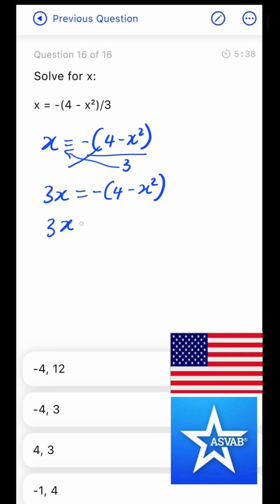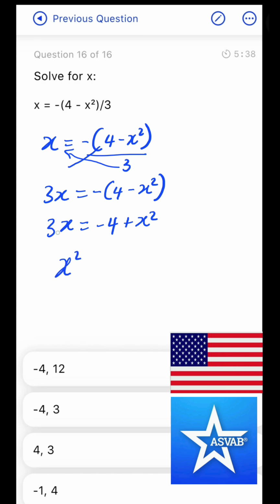So this is going to be 3x equal to negative multiplied by 4 is negative 4. Then negative multiplied by negative x squared is going to give us positive x squared. Now we're going to arrange this equation. As you can see, this is leading to a quadratic equation because the highest power of the variable x here is 2. So let's start from the one that has the power, which is x to the power of 2.